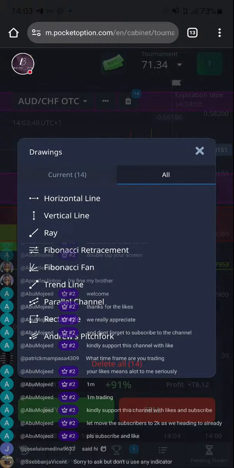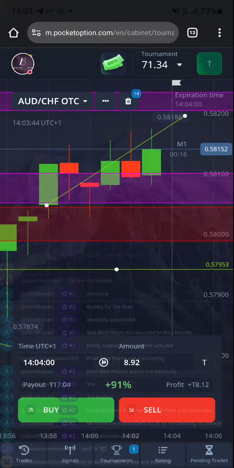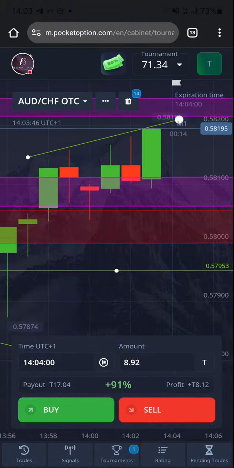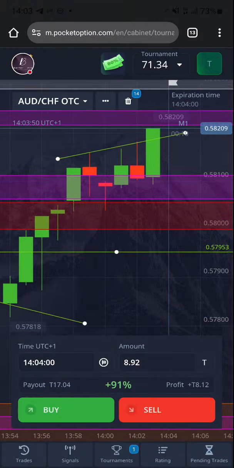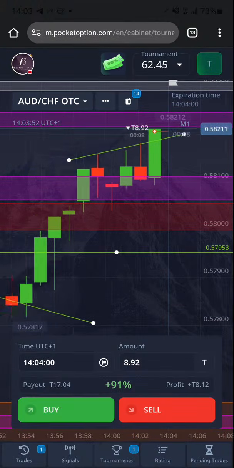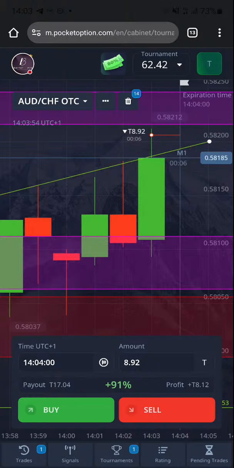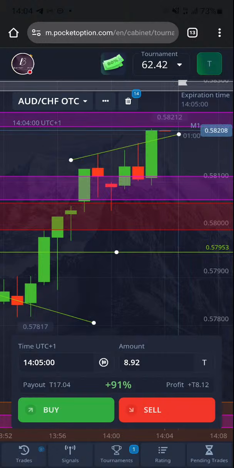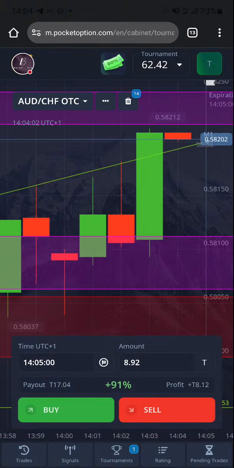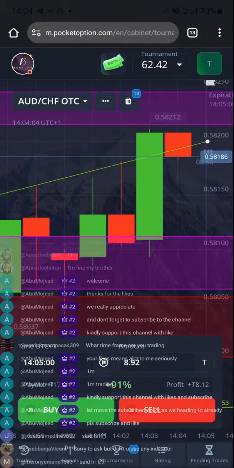Sorry to ask, but don't you use indicators? No, I don't. Now I use some indicators, but the strategy I trade does not need indicators right now. The strategies we trade, we don't need indicators for them. We just need to find the entries and take the trade. That was an early entry. If price comes into this place, we'll take it.